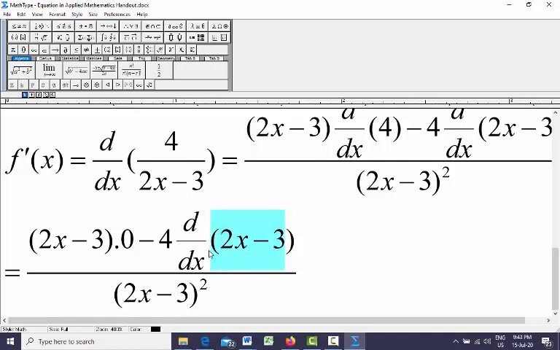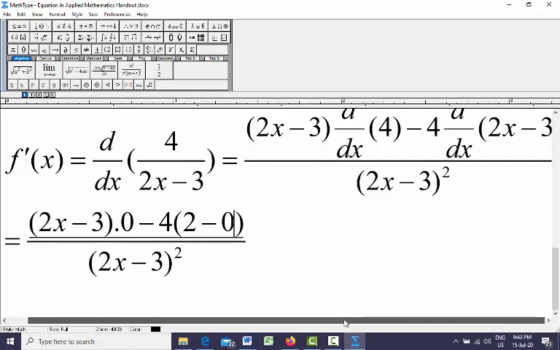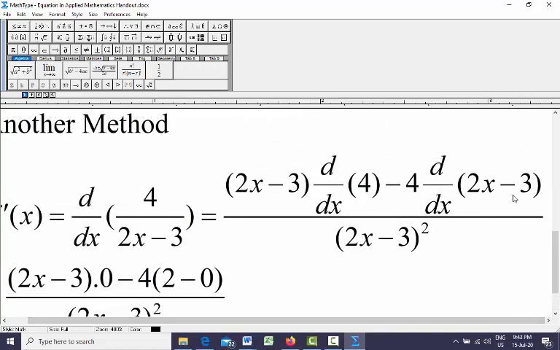That means if you do differentiation of this one, you get only 2 here, and then you get only 0 here. That means if you do differentiation of 2x, you get only 2. If you do differentiation of this one, you get only 0 because there is no x.